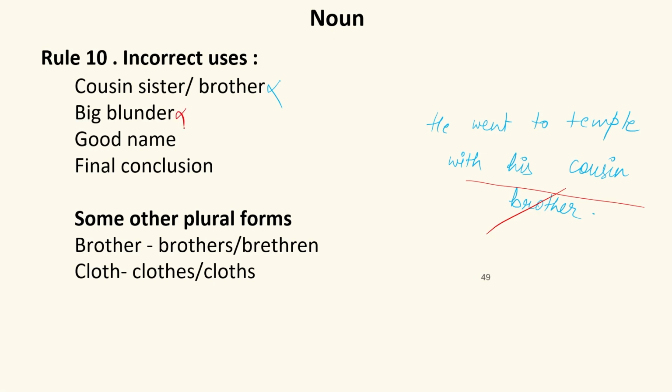Now, big blunder. It is again an incorrect usage, just because blunder represents a big mistake. Blunder means big mistake. Now, if it is itself a big mistake, we cannot use the word big over here, or an adjective big over here.